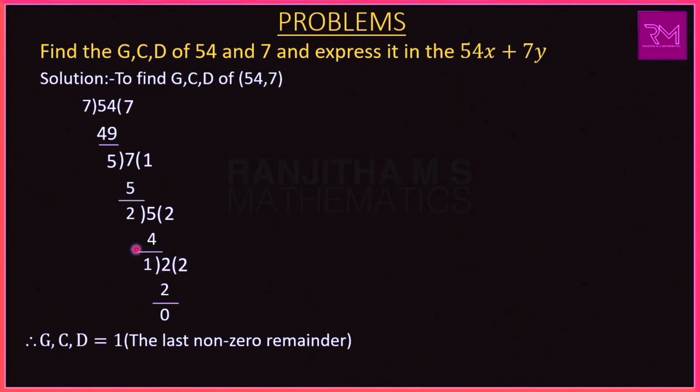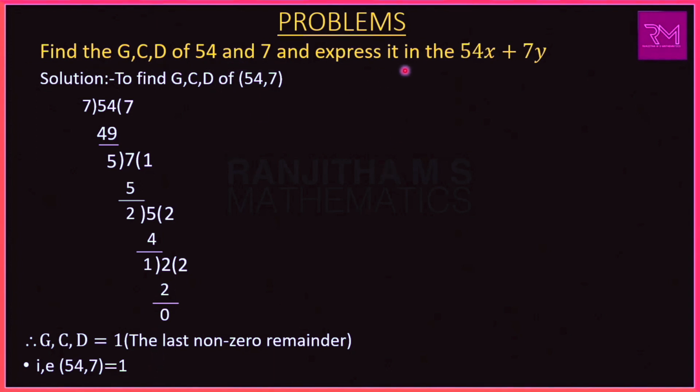Also we have to check here that GCD is 1. That means 1 divides 7 and also 1 divides 54. So we can conclude the GCD value is 1. Therefore we can write the GCD of 54 and 7 as 1. The first step is completed, that is finding the GCD of 54 and 7. We know that the GCD of 54 and 7 is 1.